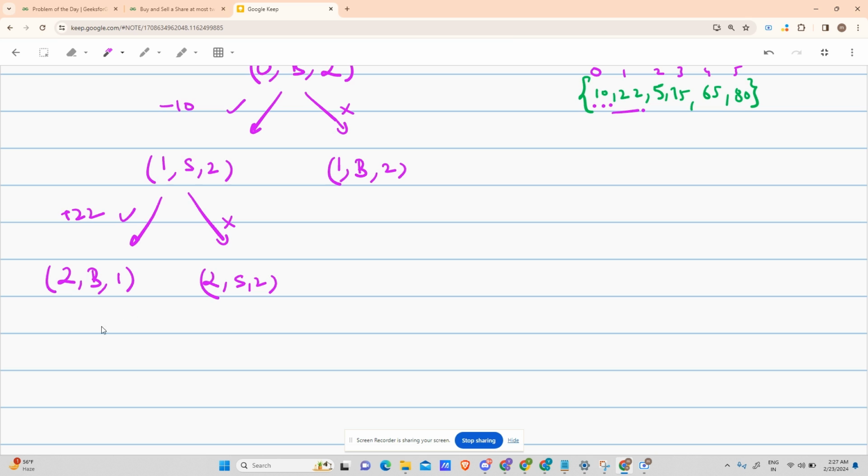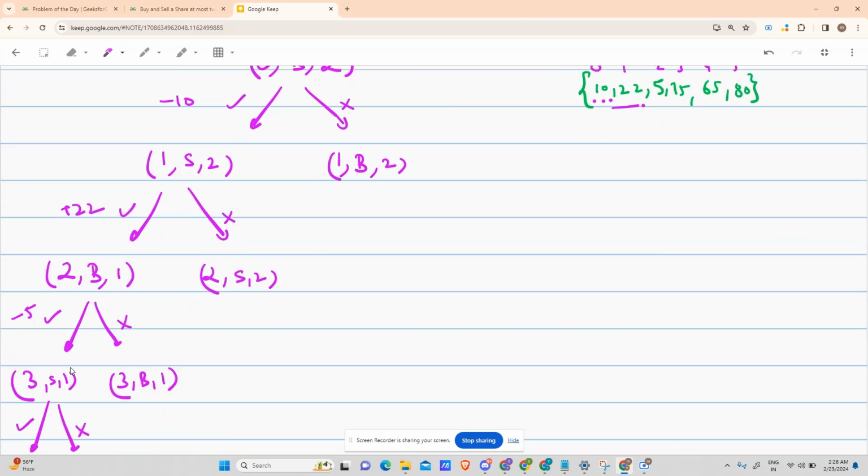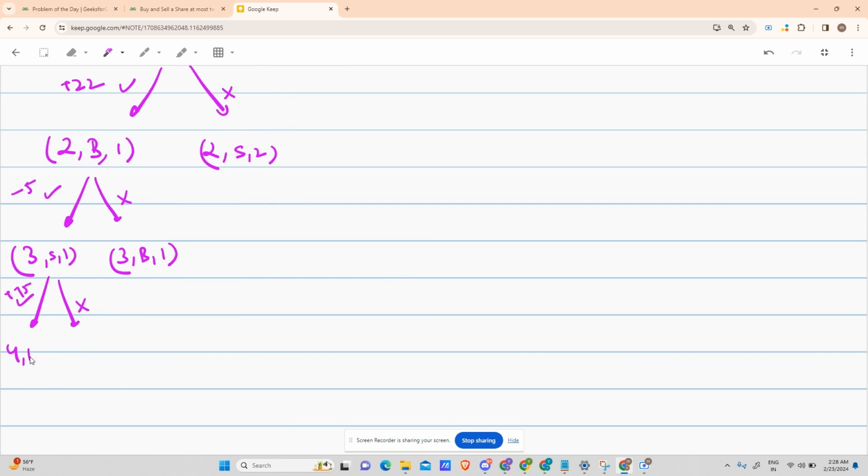I have buy in hand. Again, two options. Either I buy it or I skip it. If I buy it, I will have to decrement minus 5 because the second index is 5. Okay. Then 3s1. Or if I skip it, then 3b1. Right. Okay. After that, again, selling, two options. Sell it or don't sell it. Then the third index is 75. So increment 75 if you sell it and move to the next index. That is 4b0 and otherwise 4s1.